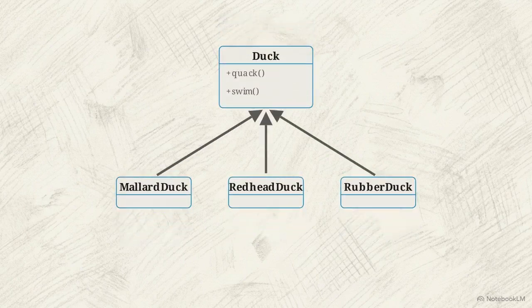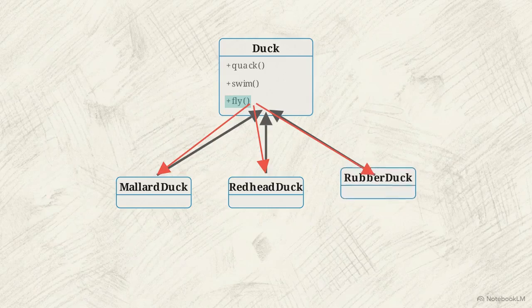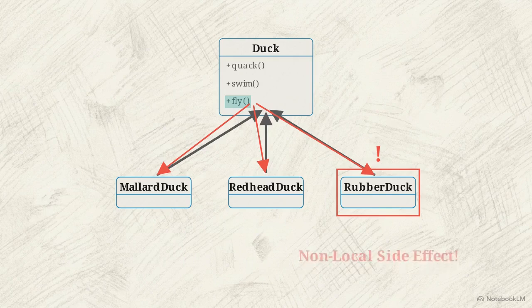The ducks need to fly. The intuitive developer move is to add a fly method right into the top-level duck superclass. But putting that behavior at the top of the tree pushes it down to every single subclass. Looking at the bottom of the hierarchy, we realize we just forced the inanimate rubber duck to take flight. A single localized update created non-local side effects.